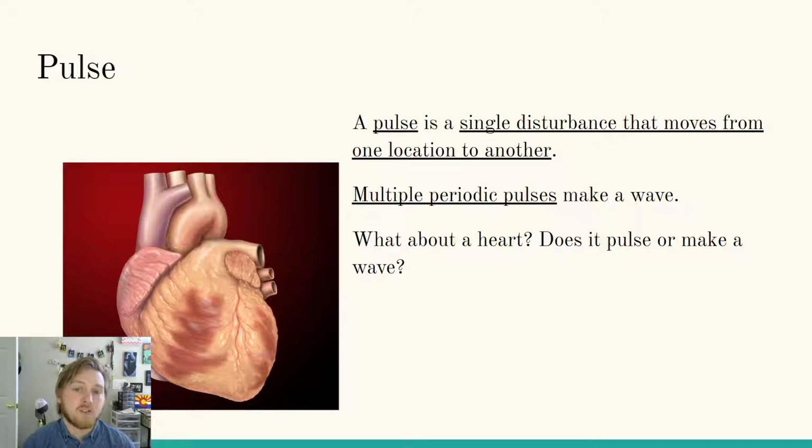It goes from one location to another, right? It's kind of just a slight variation on what a wave is. Multiple periodic pulses make a wave. Periodic means it happens over and over again, like the ticking of a clock, or like our heart. Does the heart pulse or make a wave? We're talking about looking for a pulse, but it's multiple periodic pulses, so that makes it send off a wave.